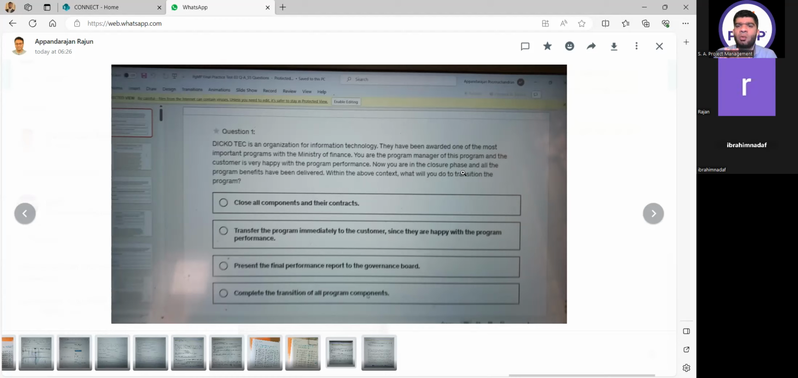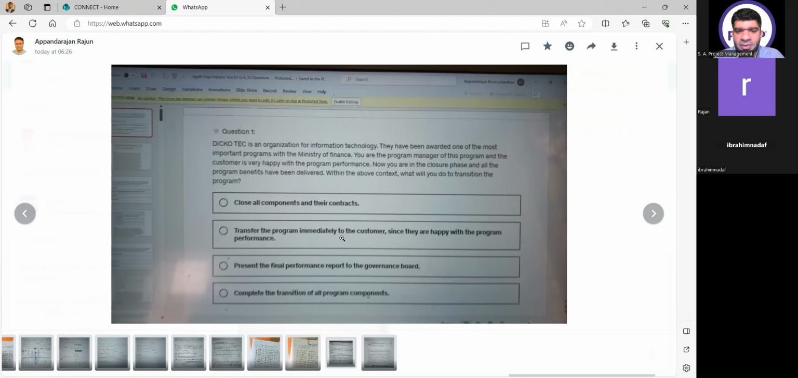Now, whatever is written about the transition, the delivery word, the closure word is a second step. The first step, as I told you, is to identify in which phase I am working. In this question, I am working in the program closure phase. So whatever I have to do in the program closure phase cannot be done at the component level. This is 100% clear. If I only read this line, now you are in the closure phase of the program, full stop. This gives you a clear idea that I cannot play anything at the component level. Then I look into the options. Close all components and their contracts is not possible because I cannot close the components in the closure phase.